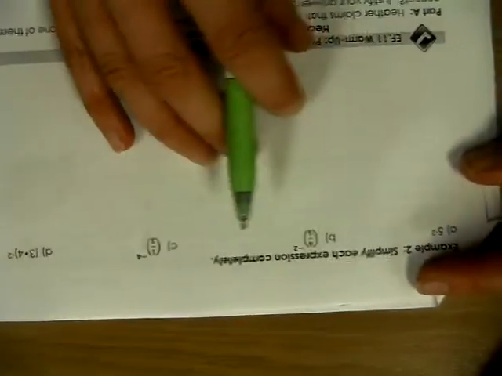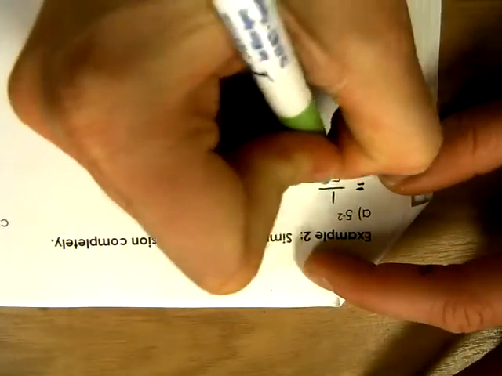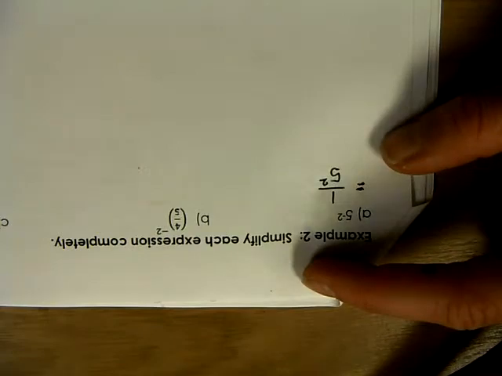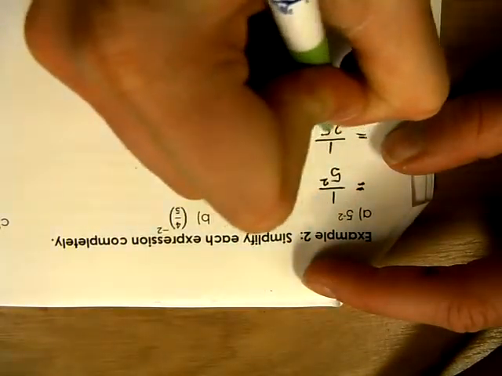Alright, so looking at A, using the rule, I can say that's the same thing as 1 over 5 to the second. I can move it to the denominator and make the exponent positive, which is 1 over 25.